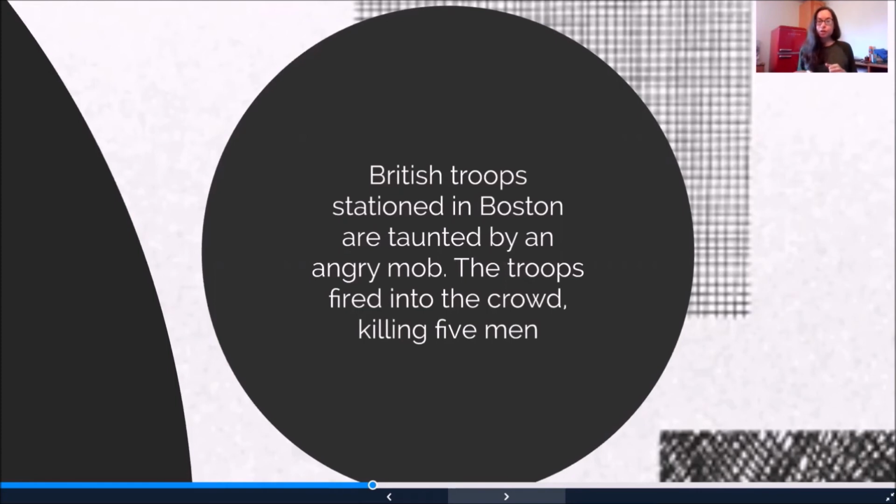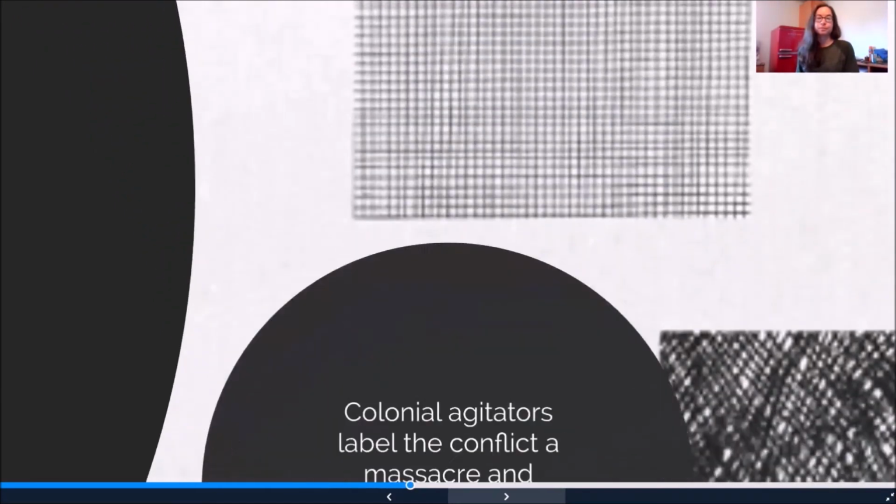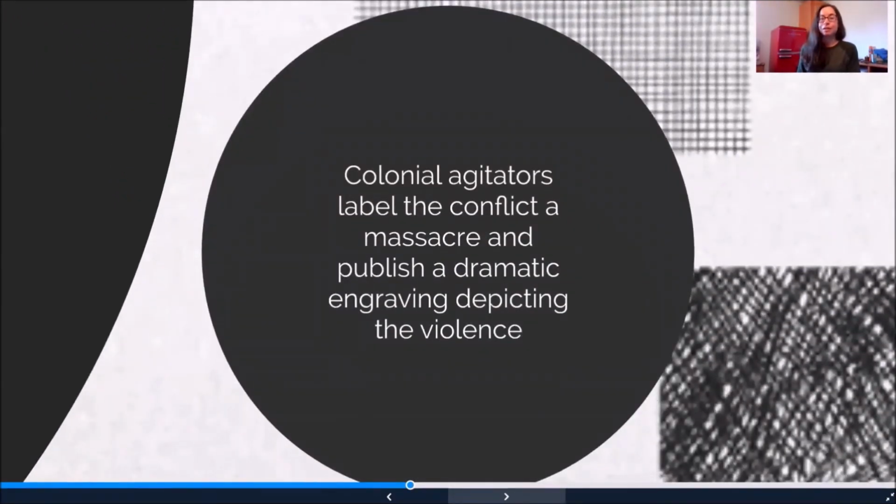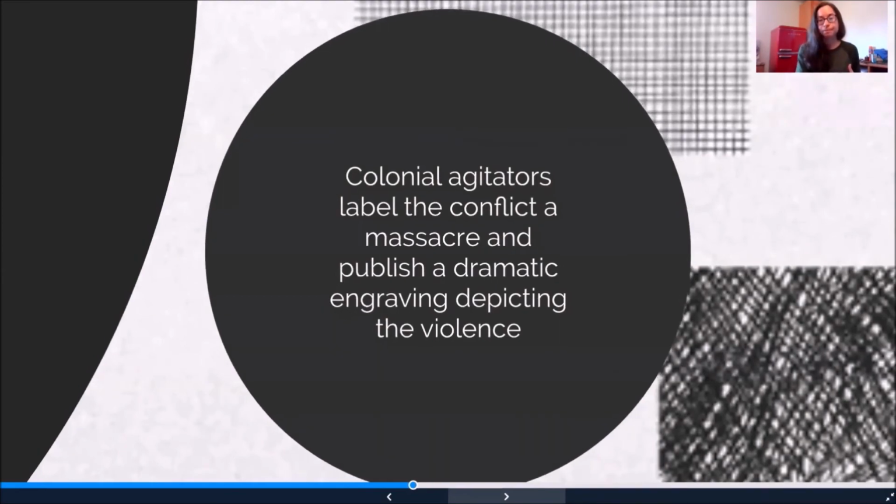Depending on which country you ask about this massacre, you will get different stories, even today, 250 years later. The colonial agitators labeled the conflict a massacre. They published a dramatic engraving depicting the violence. And of course, that was their form of social media or news outlets. That's how they got the word out to the people about what had happened to stir up emotions.